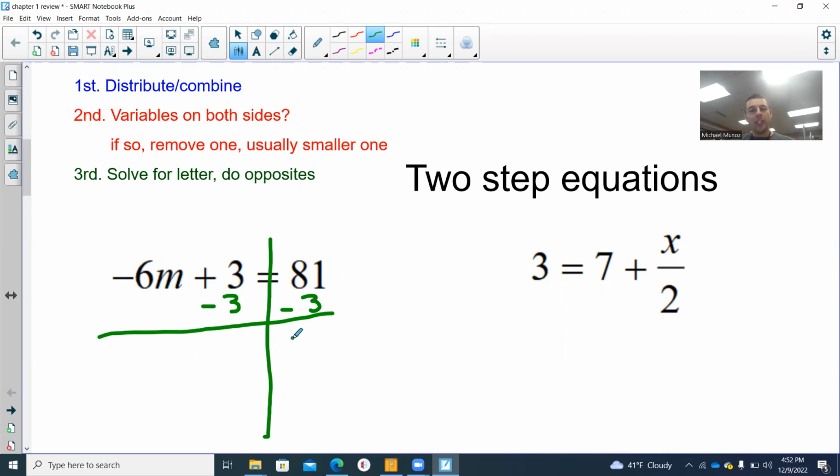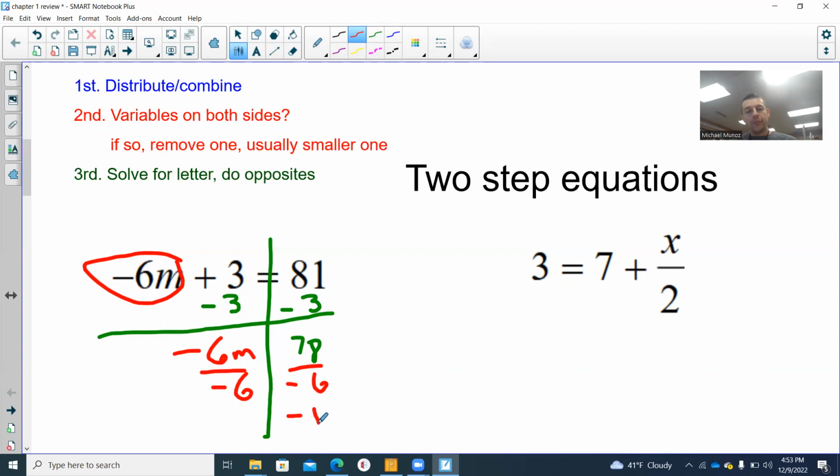So we're going to minus 3, and 81 minus 3 is 78. I'm going to bring down my negative 6m, and then I'm just going to divide by a negative 6. And negative 6, positive divided by a negative is going to be a negative. And 6 goes into 78 13 times. So m is going to equal a negative 13.